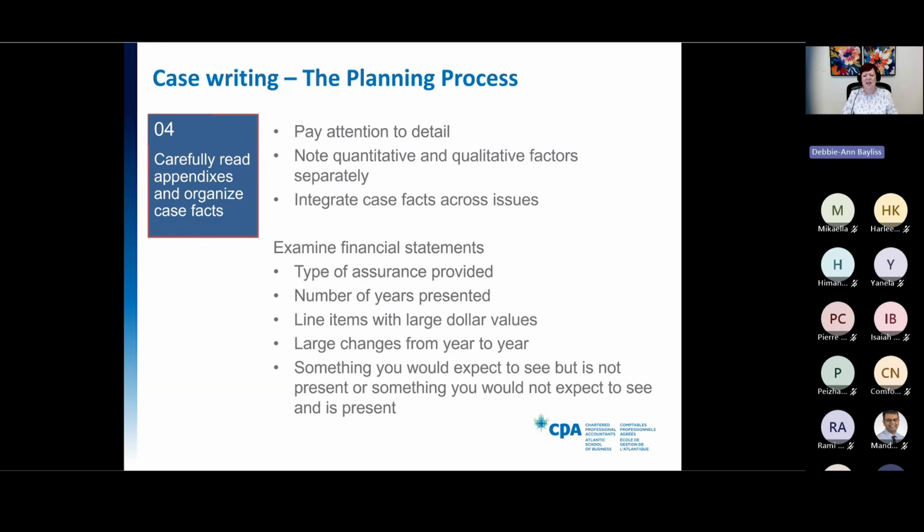Are there line items with large dollar amounts? Are there large changes from year to year? Is there something that you'd expect to see, but it's not present? Or something you would not expect to see and it is present? Because those are good indicators that you may need to make some adjustments.